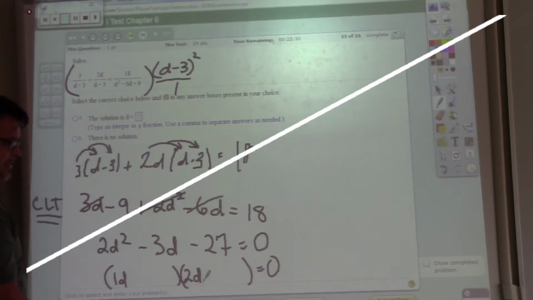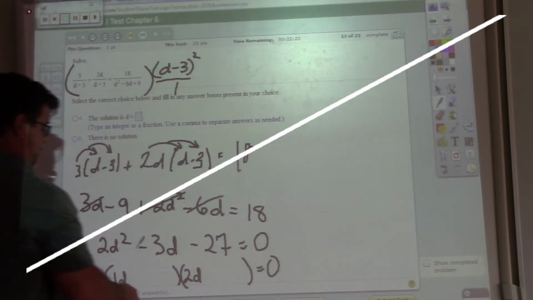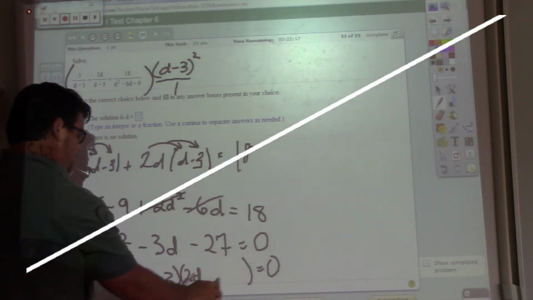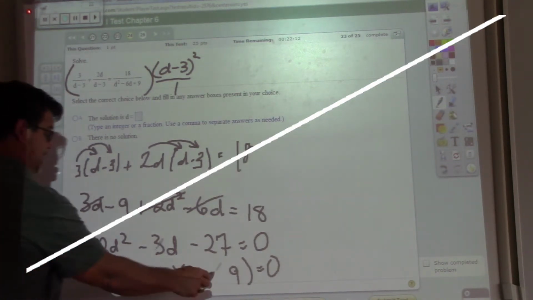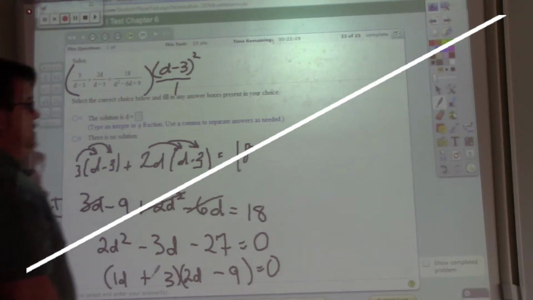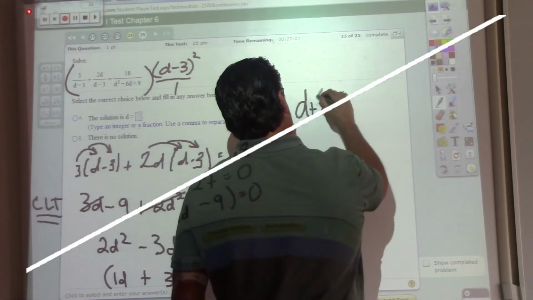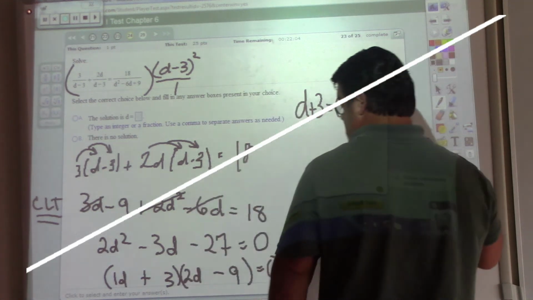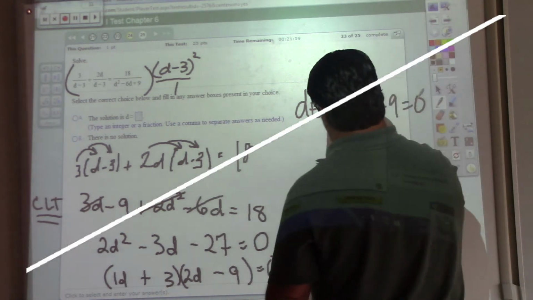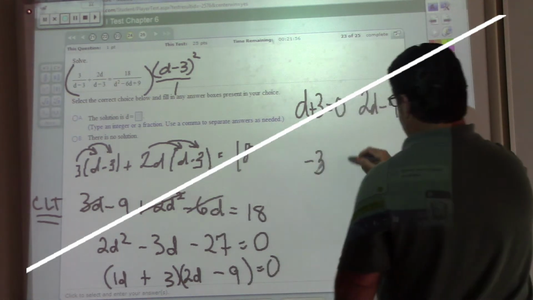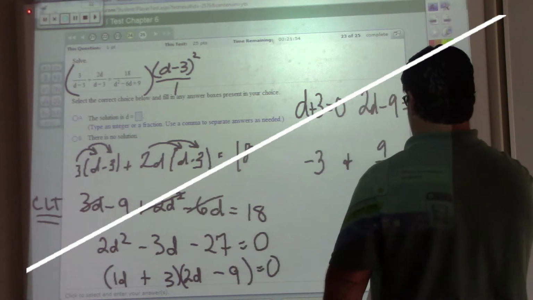I would say 3 times 9 maybe, or 2 times 54, but that's a big number, so you're probably going to use 3 times 9, because they're close to each other. So I'm going to put a 3 here, and a 9 here. 9 times 1 is 9, and 6. So that's a negative, and that's a positive. So d plus 3 is equal to 0, and 2d minus 9 is equal to 0. So our possible answers are negative 3 and 9 halves.